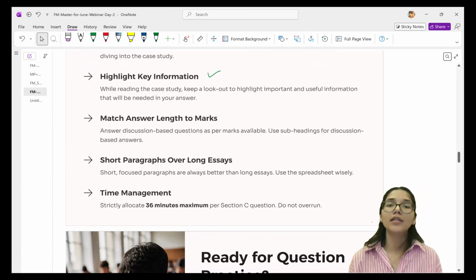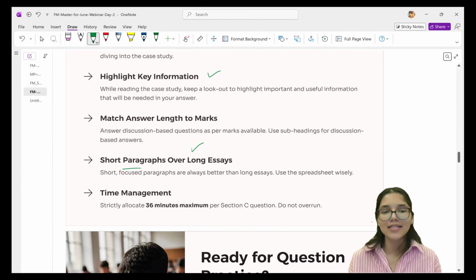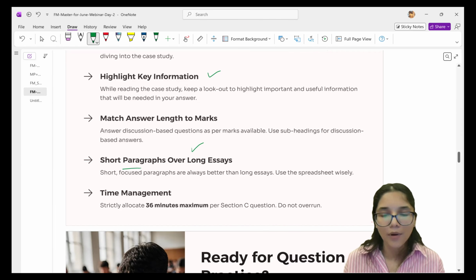Another thing is match the answer length to the marks that are available. This especially goes for your discussion-based answers, guys. A lot of you end up writing only what you know about a particular concept. But if the requirement is carrying more marks, I have to give enough depth to my answer so that I'm able to obtain the marks that are available. I have also told you this yesterday that you should always prefer short paragraphs over long essays. Nobody wants to read long paragraphs. Summarize your points, be crisp, be precise, and use subheadings wherever possible.